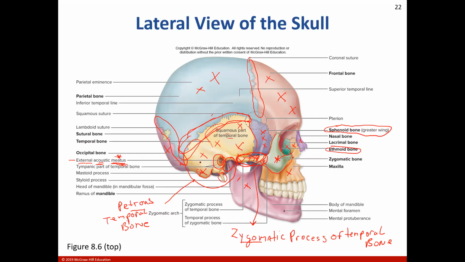But the takeaway here is, what are the parts of the temporal bone? Mastoid process, external acoustic meatus, styloid process, all part of the petrous portion, the thick part. Then you have the zygomatic process of the temporal bone. And then this is just the squamous section of the temporal bone. And that's about it from the outside. And this is lateral view, right lateral view.